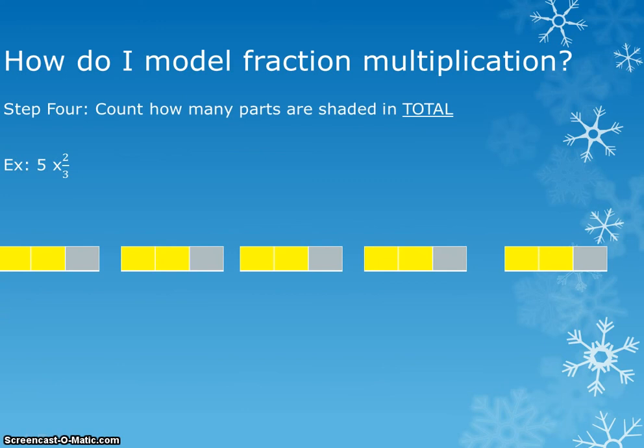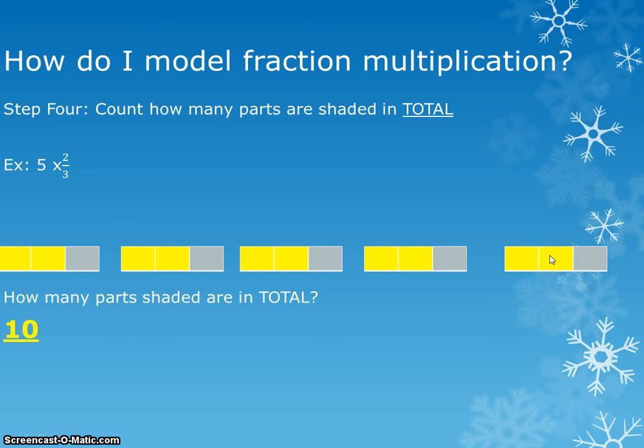Moving on to step 4, we must count how many parts are shaded in total. This means how many total shaded parts there are with all 5 models. When you count how many parts are shaded in our example, how many parts are shaded in total? Very good. We have 10 parts shaded. You can count them. 1, 2, 3, 4, 5, 6, 7, 8, 9, 10 shaded parts.